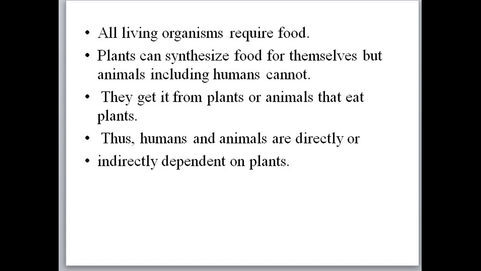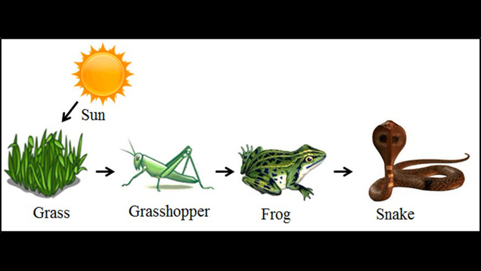All living organisms require food. Plants can synthesize the food for themselves, but animals, including humans, cannot synthesize our own food. Synthesize means make. We cannot make our own food. We get it from plants or animals that eat plants. Humans and animals, directly or indirectly, we depend on plants.